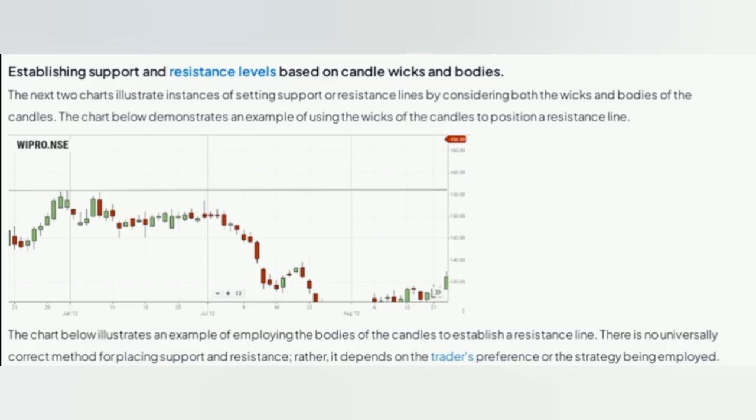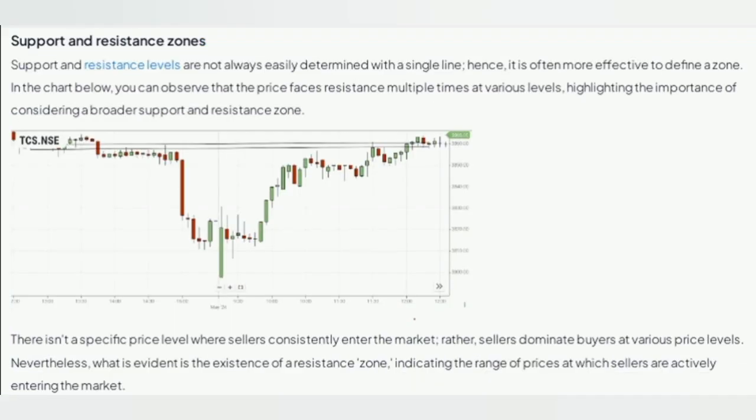Establishing support and resistance levels based on candle wicks and bodies. The next two charts illustrate instances of setting support or resistance lines by considering both the wicks and bodies of the candles. The chart below demonstrates an example of using the wicks of the candles to position a resistance line. The chart below illustrates an example of employing the bodies of the candles to establish a resistance line. There is no universally correct method for placing support and resistance, rather, it depends on the trader's preference or the strategy being employed.